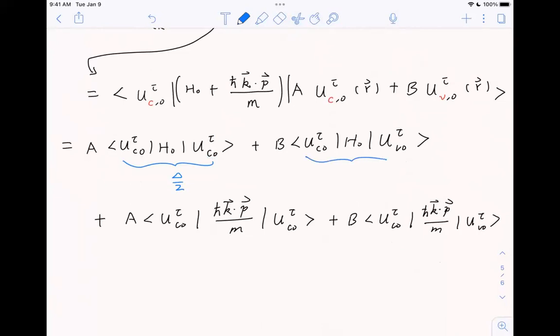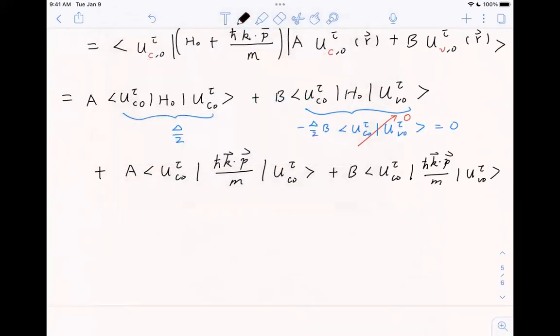And what is this? This is 0, because this one is the eigenstate of H0, and this is the conduction band. So valence band and conduction band, they are orthogonal, right? This one is just 1/2 of the gap, so it will be negative this B. So this is 0, because these 2 bands are orthogonal to each other.